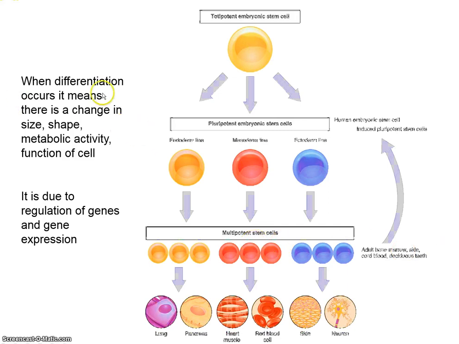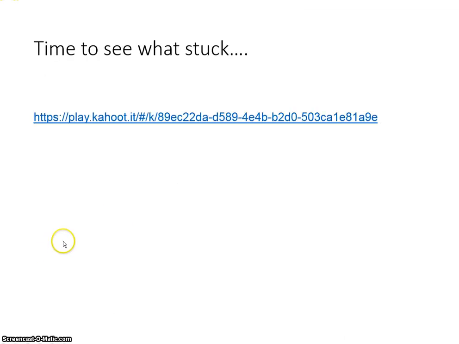So when differentiation occurs, it means there's a change in the size, shape, metabolic activity, and function. And this happens because genes, right, get turned on and off. We change our gene expression. All right? So there you have it. I hope you are thoroughly not confused. No, I hope that some of it's making sense.